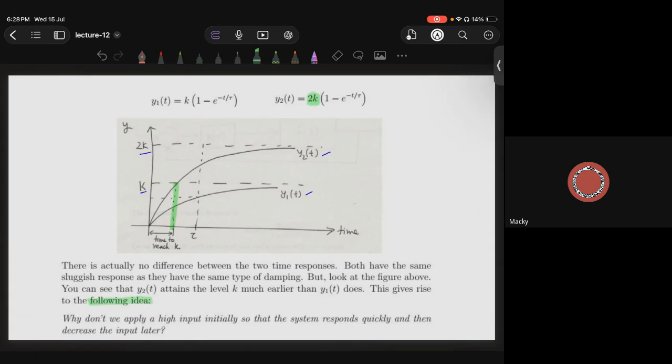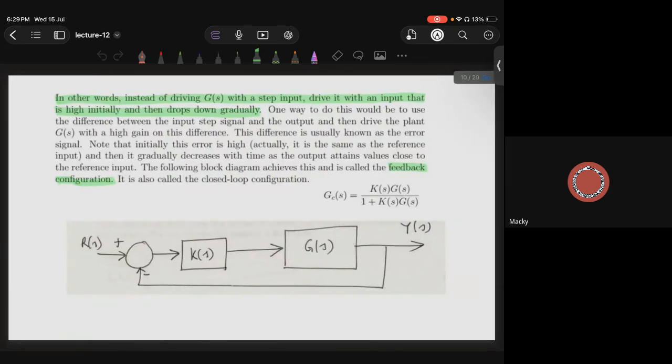The idea is, can we apply initially an input of very high value? After it reaches very close to the K value, we will reduce it. Can we do this? This is the basic idea here. So why don't we apply high input initially so that the system responds quickly, and then decrease the input later. Basically, this can be done using this structure, the feedback controller.